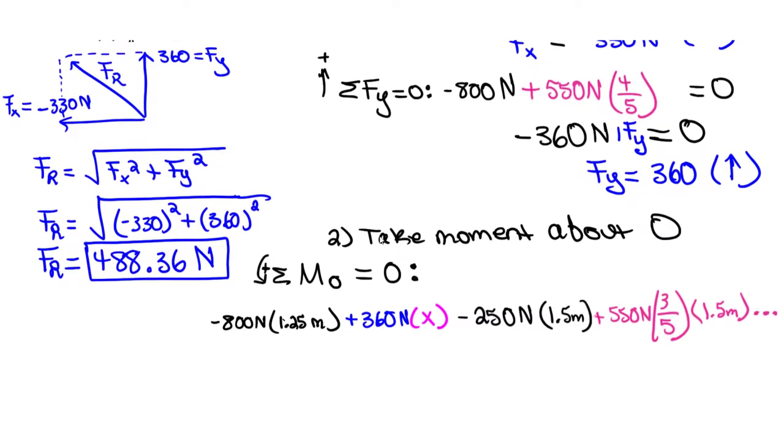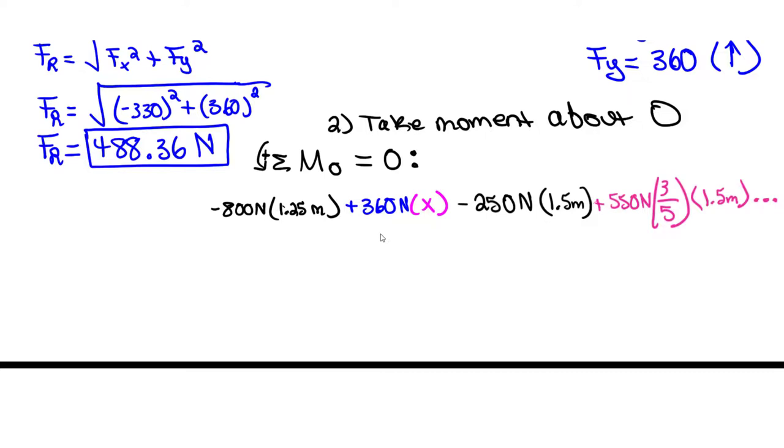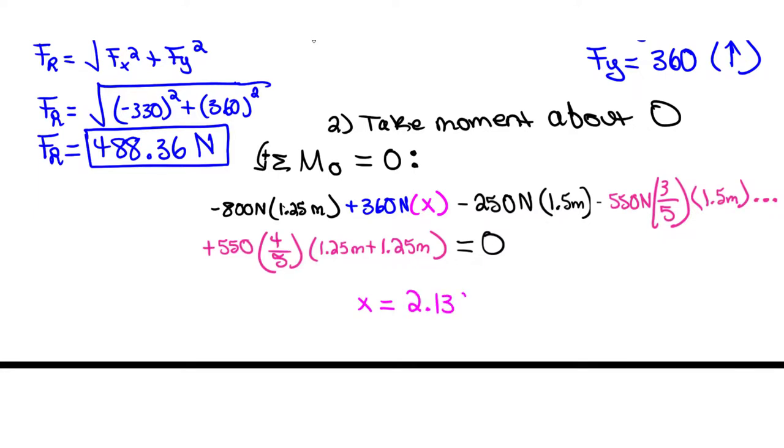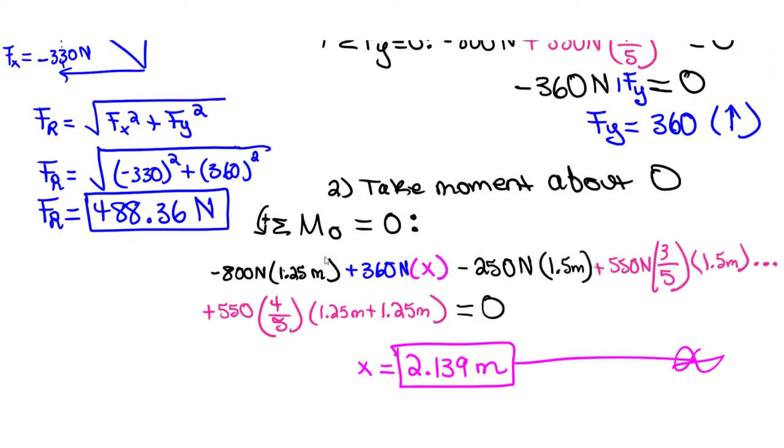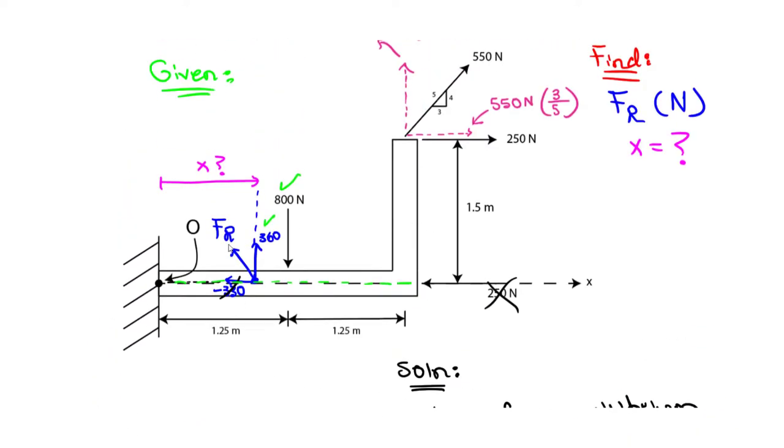So doing that, let's put that in the equation. Remember, it's going to be counterclockwise, so it's positive 550, and you do 4 over 5, and you multiply by the moment arm, which is 1.25 meters plus 1.25 meters, 2.0. And we know all of this must equal 0. So now you have one equation, one unknown, and you just solve for x. When you solve for x, you should get a value of 2.139 meters.